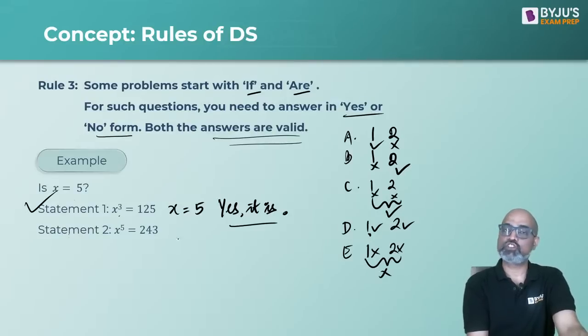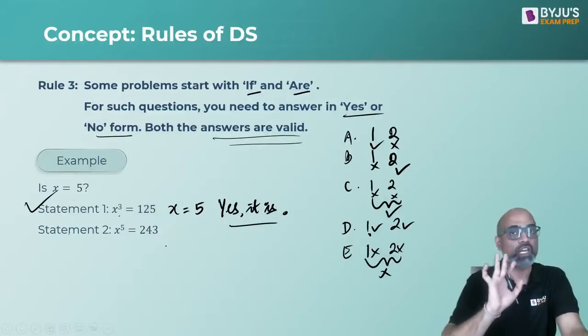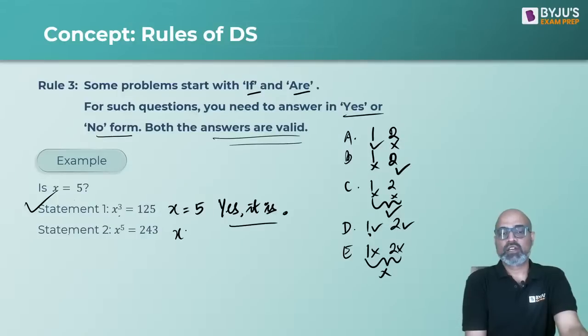Second statement, x cube is equal to 243. किस number का power 5 243 होता है? I shouldn't know that. Even if I don't know it, it's good enough because it's not definitely 5. 5 तो नहीं है ये, right? X is going to be 3 actually. 3 to the power 5 is 243. So, no, it is not.